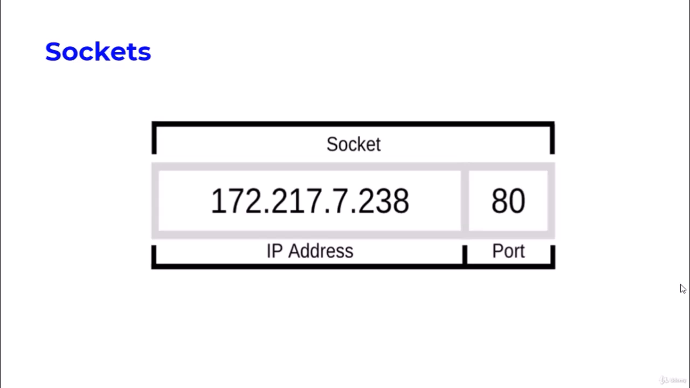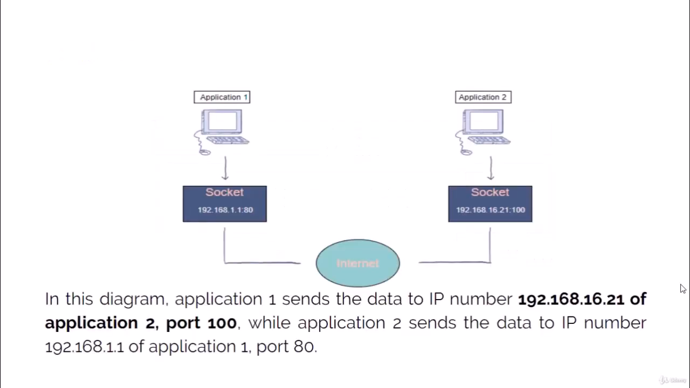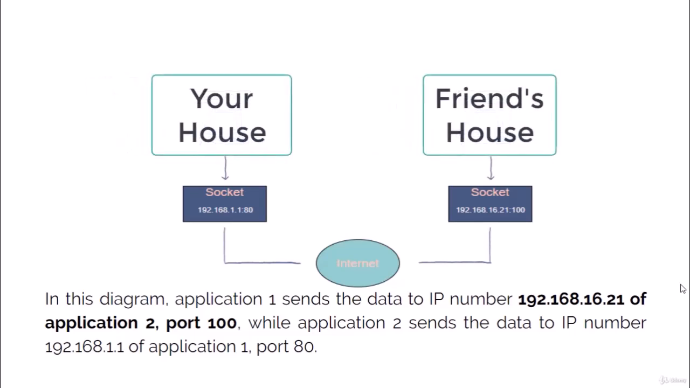In this diagram, you can see application 1 sends the data to IP number 192.168.16.21 of application 2 with port number 100, while application 2 sends the data to IP number 192.168.1.1 of application 1 with port number 80. In simple terms, think of your house as a system and you are the application in it. Now, you want to send a letter to your friend in another house. Let's suppose he is in some other state.